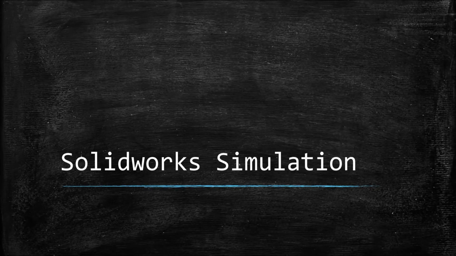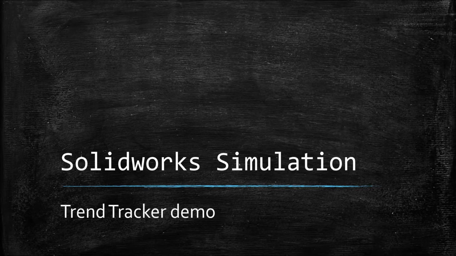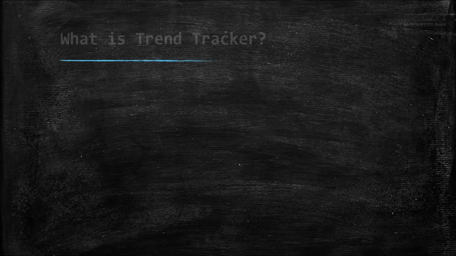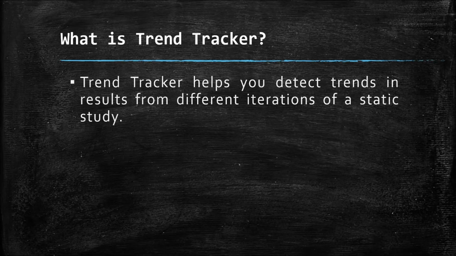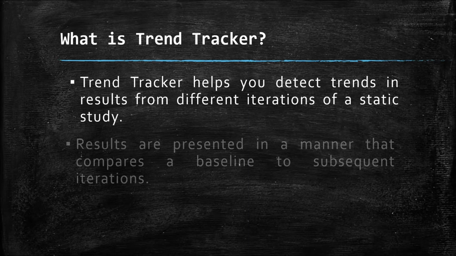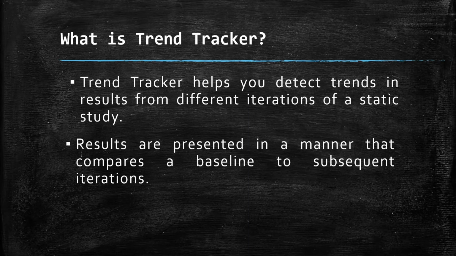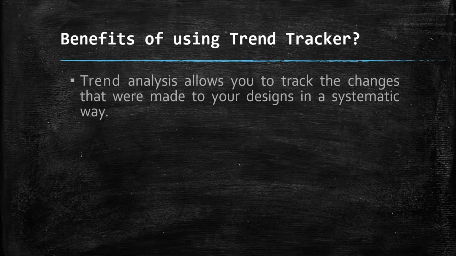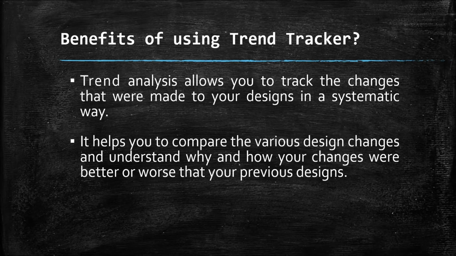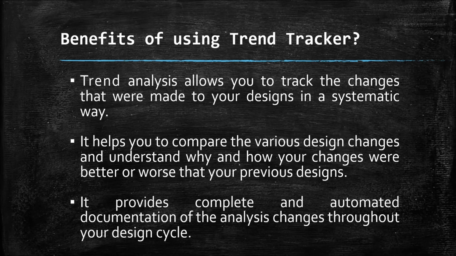Let's discuss the FEA analysis process using SolidWorks simulation and how to use the Trend Tracker feature to analyze the nature of the study created. The Trend Tracker feature helps us to detect trends in results from different iterations of a static study. You can also compare the results of subsequent iterations with a baseline. There are several benefits of using the Trend Tracker feature, some of them are listed here. Now, let's see a demo of how to use the Trend Tracker feature.